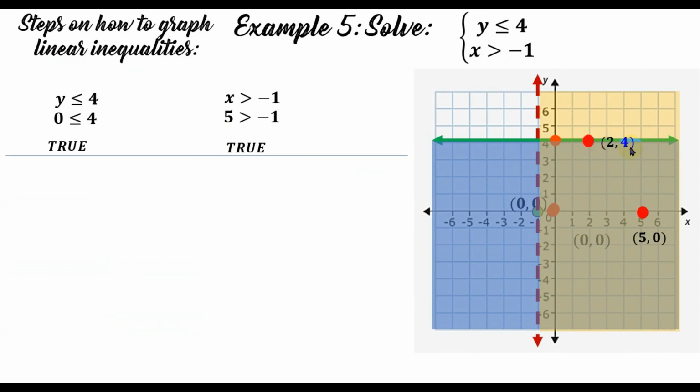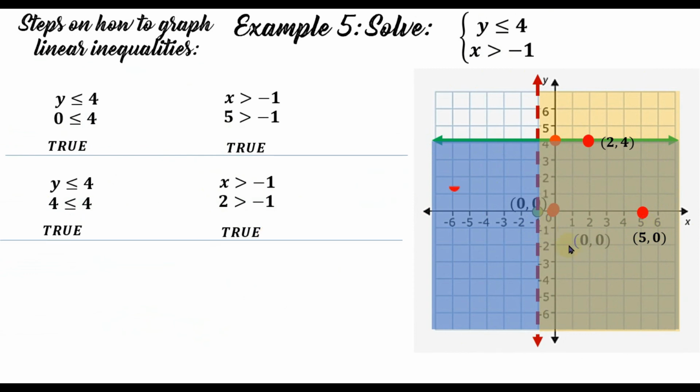Ang y natin ay +4. So, y is less than or equal to 4. This is true. Then, for the x, we have +2. 2 is greater than -1, and also this is true. Last point, we have here 1 and -6. Ang y natin ay -6, and -6 is less than or equal to 4. This is true. Then, for x is greater than -1, x is +1, and we all know that positive is greater than negative integers. That is why this is also true.